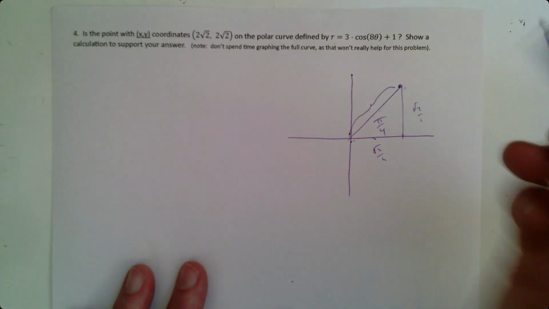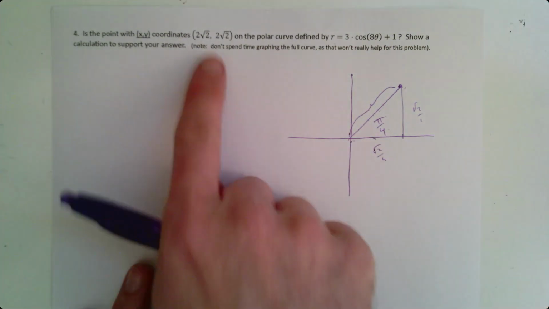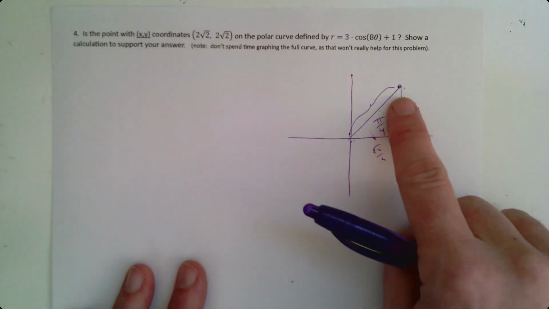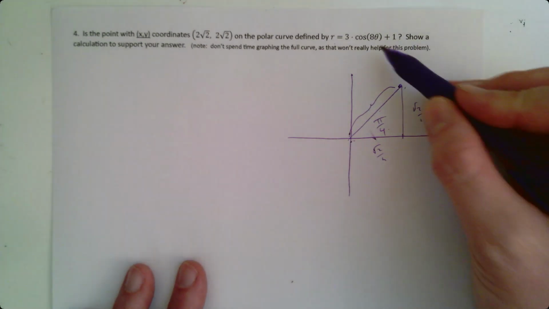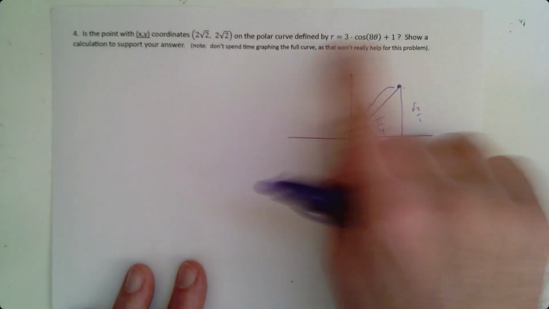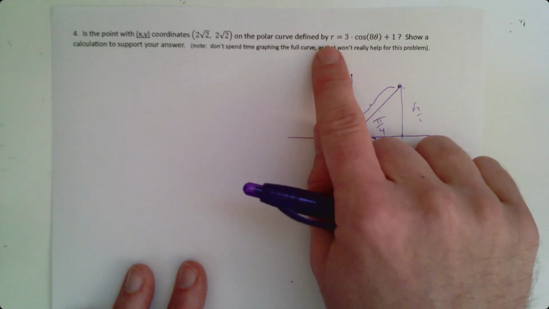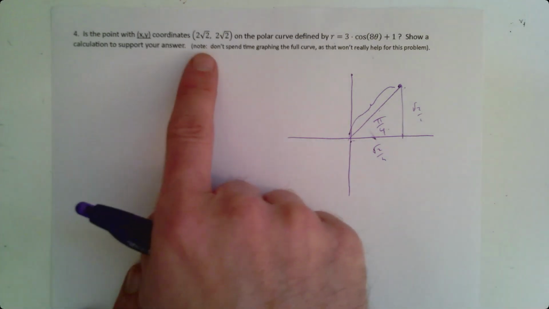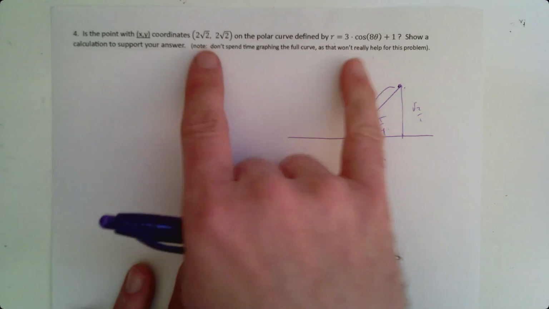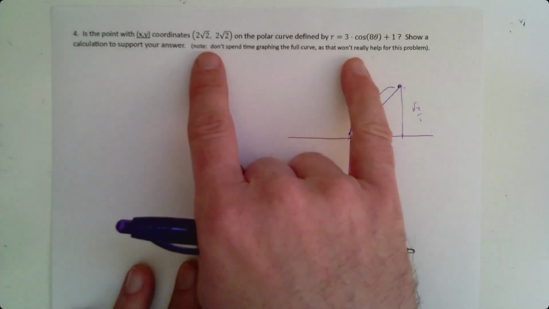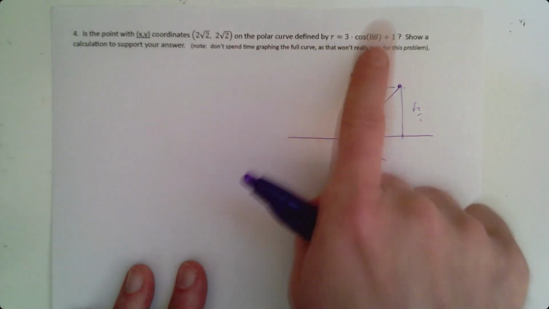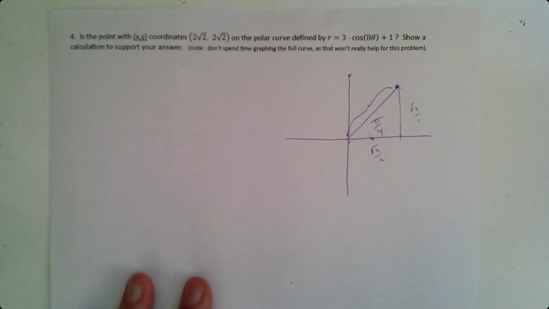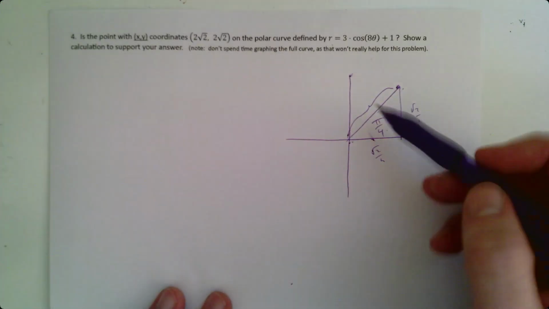Here would be a different way at it. Because I know that this point lies on an angle of pi over 4, what if I plug in pi over 4 here and get an r value? Then I could check to see, well, I guess maybe I'm just saying the same thing all over again. Yeah, so this is what we need to do. We need to somehow either convert this to polar or convert that to rectangular. So let's go ahead and do the converting this to polar.